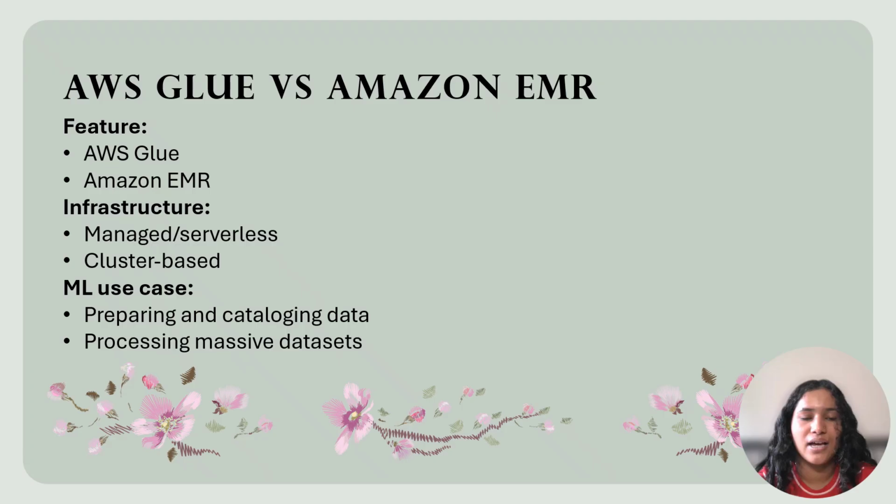In summary, Amazon Glue is the best for automated data preparation and cataloging, while Amazon EMR is the best for processing massive datasets and performing large-scale analytics. Organizations often use both services together, with Glue preparing the data and EMR handling intensive processing and machine learning tasks.